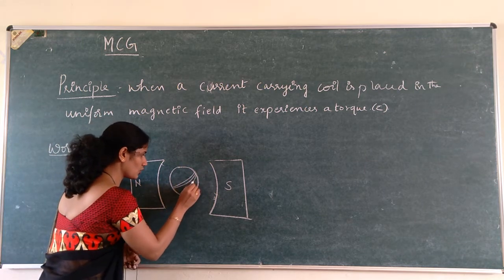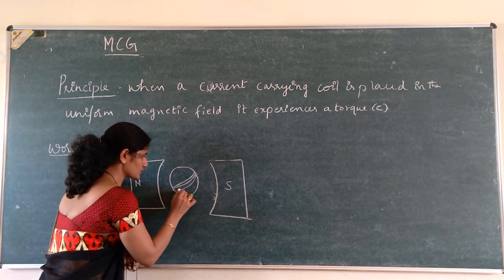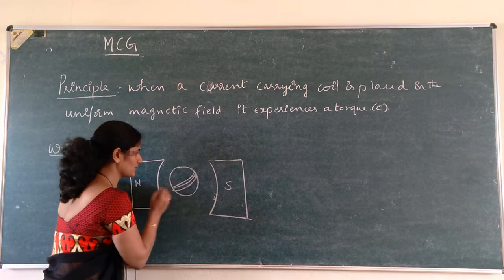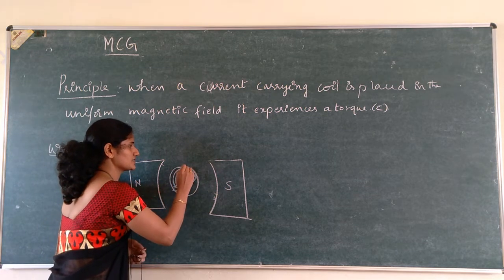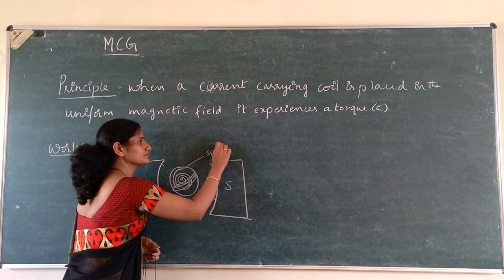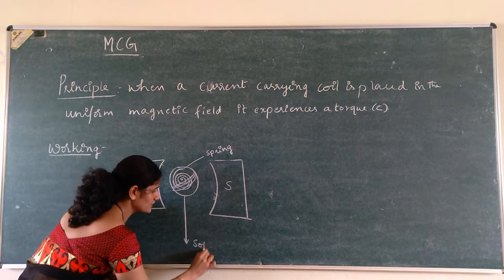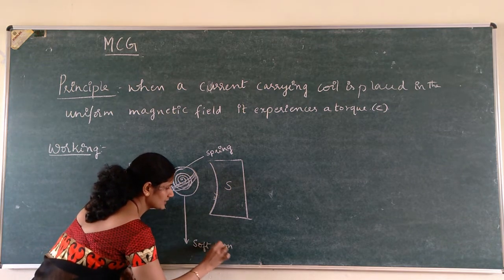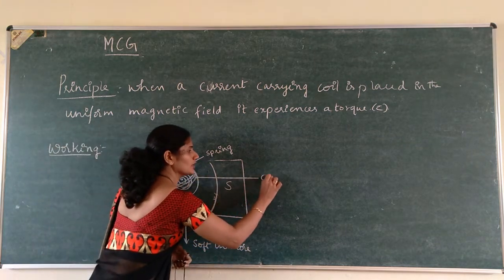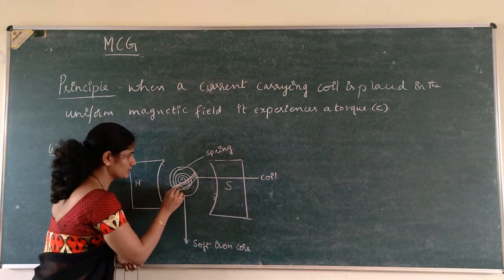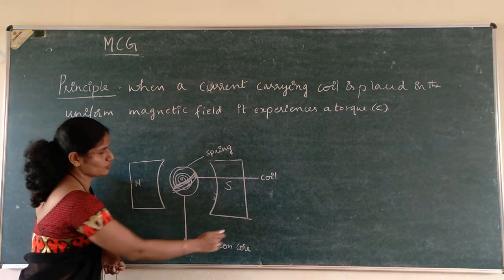Here we have the coil. This is the coil, only the upper portion is visible. So, this is the coil having n number of turns, and here we have a spring. So, this is the spring. Okay. So, this is the soft iron core, and this is the coil having n number of turns. This is the spring and this is the soft iron core.